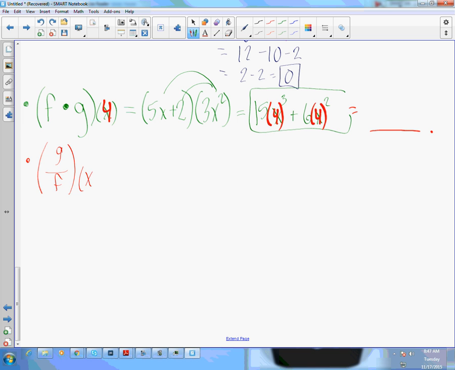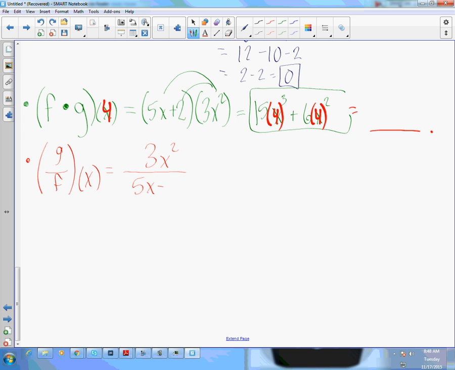Make sure you always pay attention to the order. I'm trying to mix it up. It's not always F first and G second. In this case, which function's in the numerator? G. What is G's function? Good. So that's what's in the denominator.